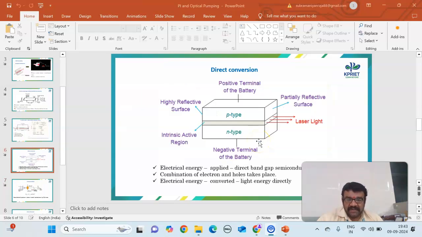Another method is a direct conversion, in which you are having a p-type and n-type semiconductor material, which is a direct bandgap semiconductor like gallium arsenide. Here the electrical energy is supplied directly. So the combination of electrons and holes takes place and the electrical energy is converted into the light energy directly. You are also having the setup like highly reflective surface, intensely active region, and partially reflective surface, whereas your laser light is escaping from the system. It is actually a forward bias system, whereas your positive terminal of the battery is connected to the p-type, whereas your negative terminal is connected to the n-type.